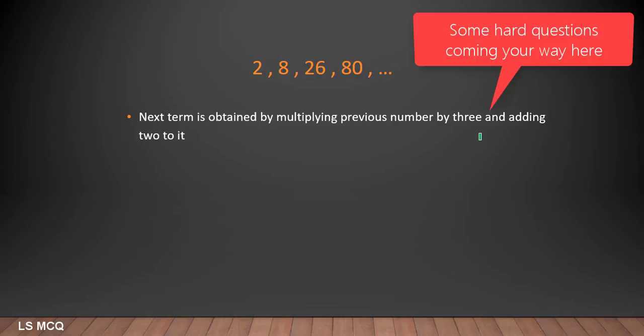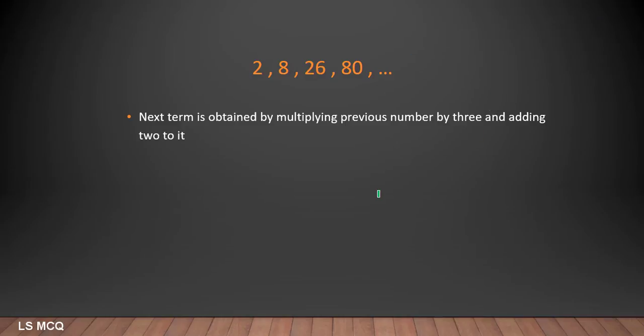Here is the sequence. This pattern is quite different. The pattern is kind of difficult to find. In this one, the next term is obtained by multiplying the previous number by 3 and adding 2 to it. So what I am trying to say is that the formula is 3n plus 2, where n is the previous term. So to find it, we multiply 2 by 3 and add 2 to it.